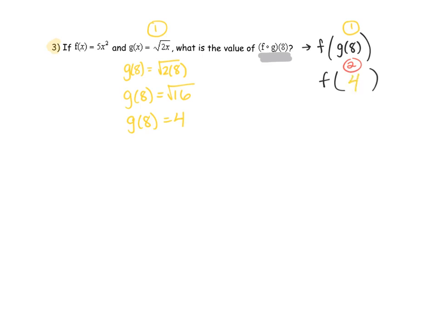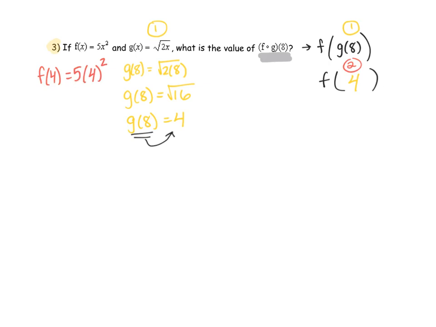So now my second step is going to be to find f of 4. Since g of 8 equaled 4, like I have here, I'm now going to find f of that. So f of 4, actually, let me use the red to make it consistent. So f of 4 is 5 times 4 squared.